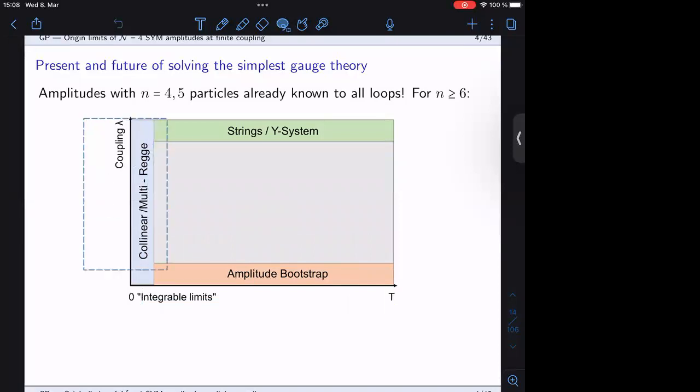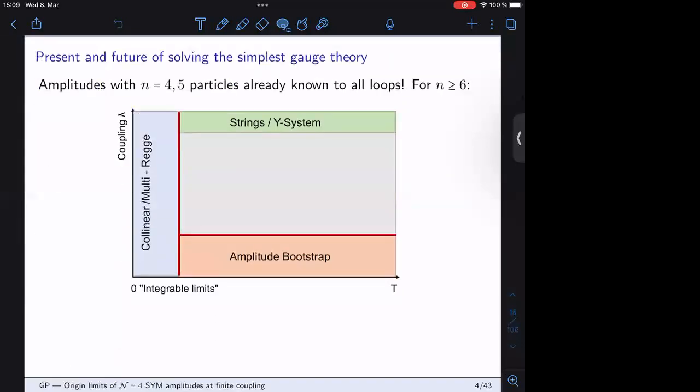And then in particular limits, like the collinear or the multi-Regge limit, we also have the emergence of integrability. This has been known for some time now. So it's not yet understood in general kinematics, but in some special corners. And this allows us, in fact, in these special kinematics to compute amplitudes exactly. And finally, from the equivalence of the theory to strings in type IIB strings, we also have a description of amplitudes at the leading strong coupling order in terms of a TBA or a Y-system. So this is where we currently stand.